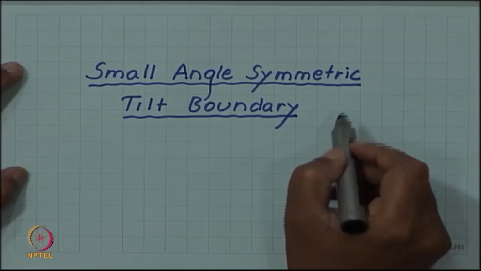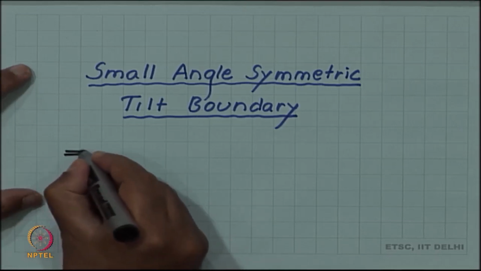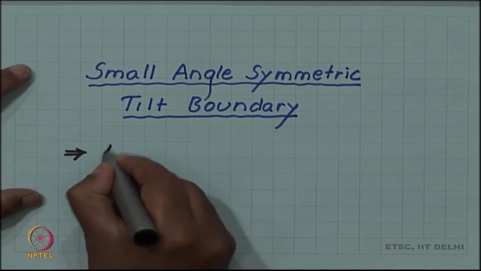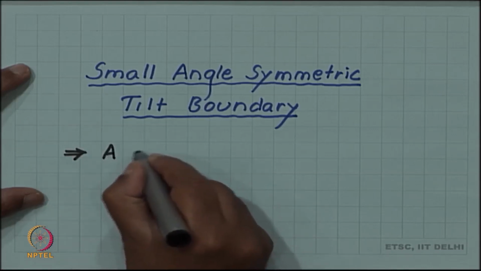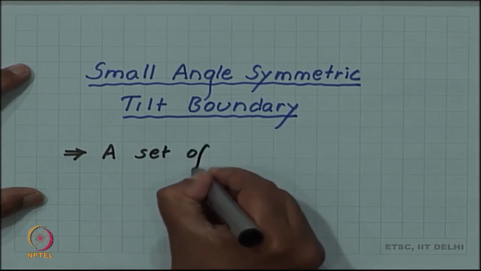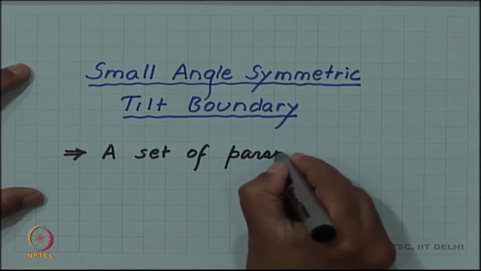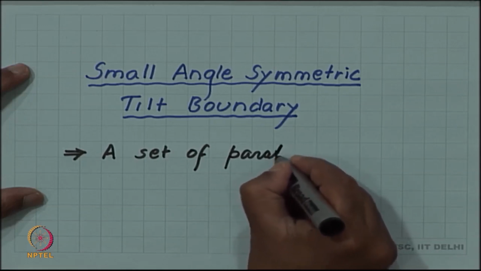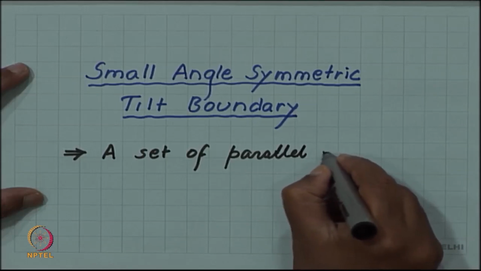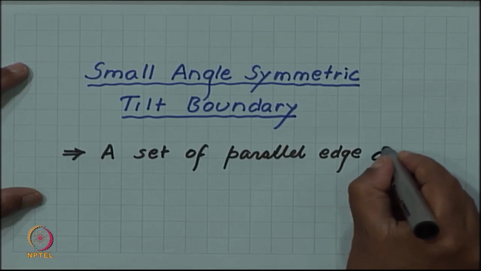So, let us discuss a small angle tilt boundary, and particularly small angle symmetric tilt boundary we will discuss, and we will show that this can be described as a set of parallel edge dislocations.